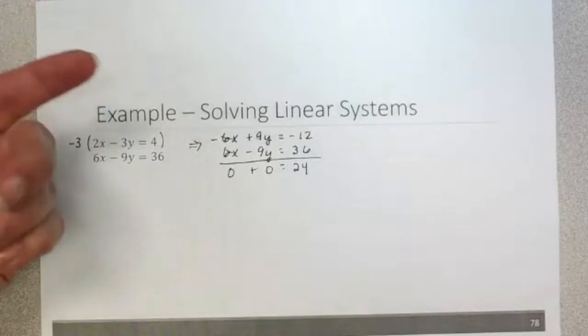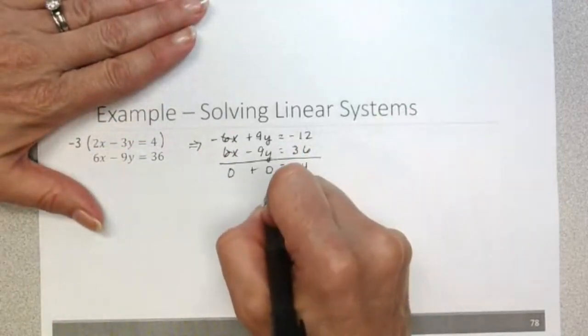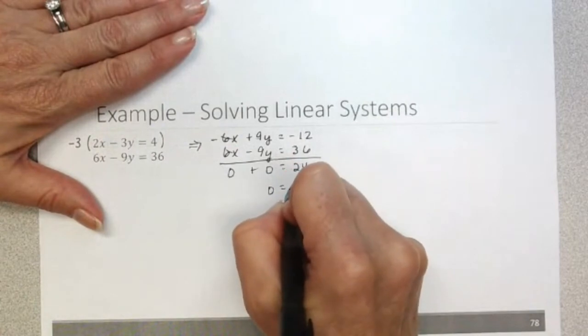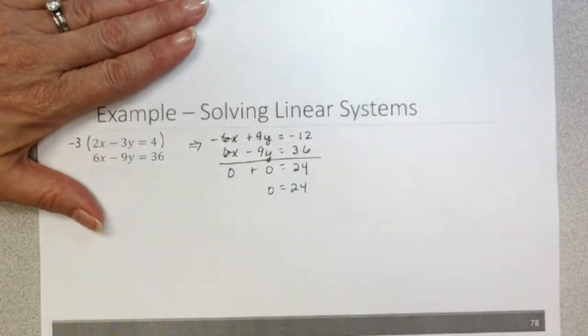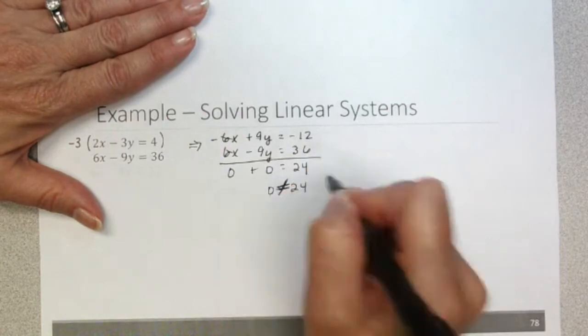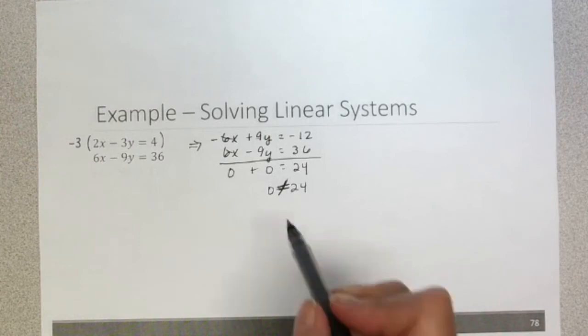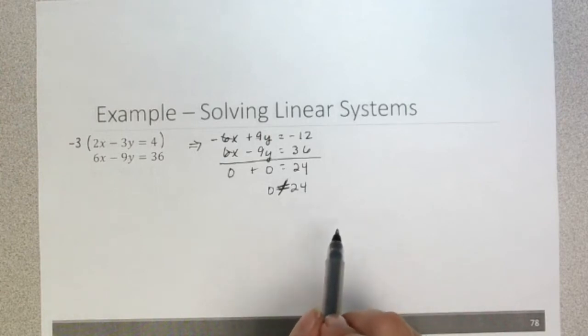Well, this is interesting, isn't it? Well, the x terms and the y terms added out, and we ended up with this equation that isn't even true, is it? Is 0 equal to 24? Absolutely not. Not in this universe. 0 is not equal to 24. So what does this mean? Well, this means that there is no solution, right? 0 does not equal 24. There is no solution here.